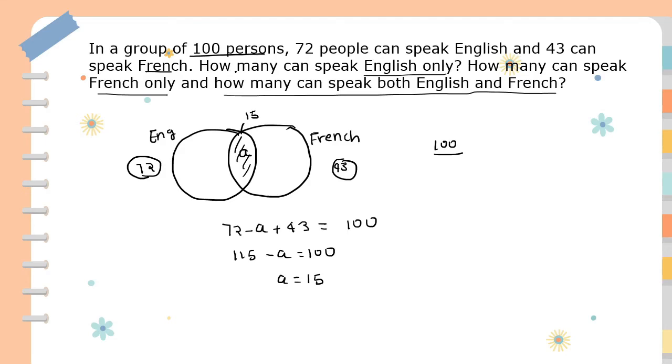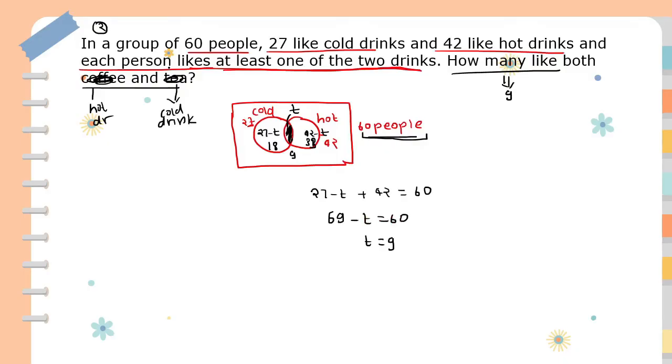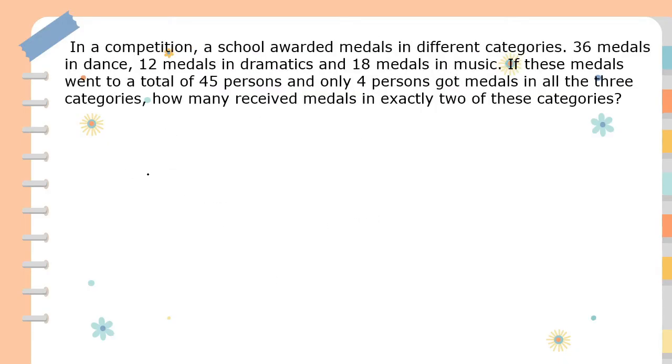It is asking how many persons can speak English only. So English only will be 72 minus 15, that is equal to 57 people, and only French will be 43 minus 15, that is equal to 28. So we have done this question also. This was only a 2 variable question, so we will soon move to 3 variables. So I think this is the 3 variable question.